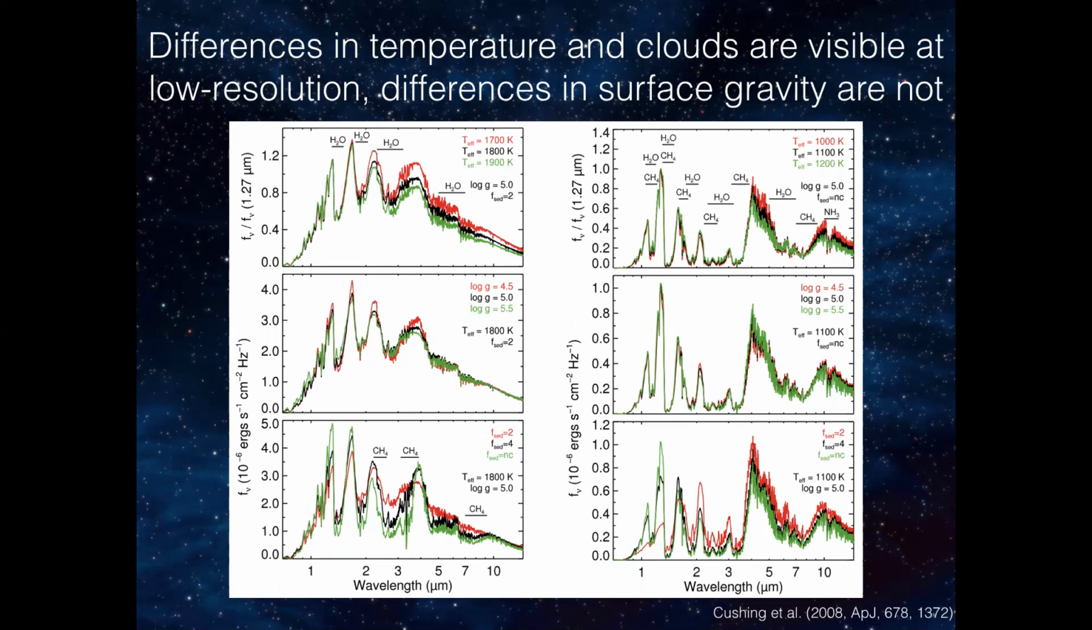The difference between the three panels on the left and the three panels on the right is they cover different temperature ranges. What I want you to notice, if you look at the top panels and the bottom panels first, is that you can notice differences between spectra of objects with different temperatures, or spectra of objects with different amounts of clouds, at lower resolving power. But then if you look at the objects in the middle panel, you don't see much difference between objects which have different surface gravities. And we wanted to know if at high resolution this would be better.